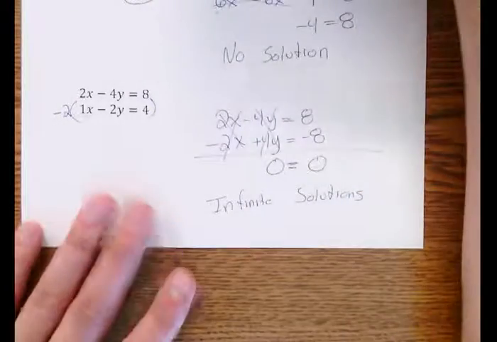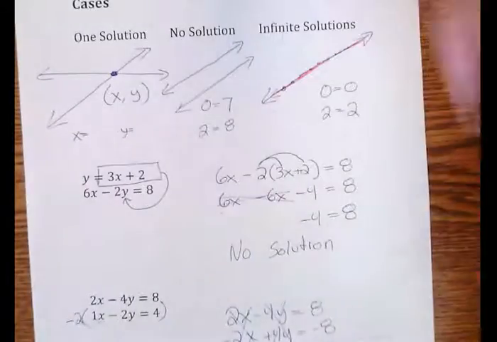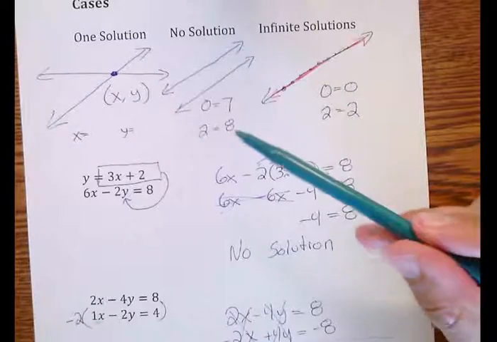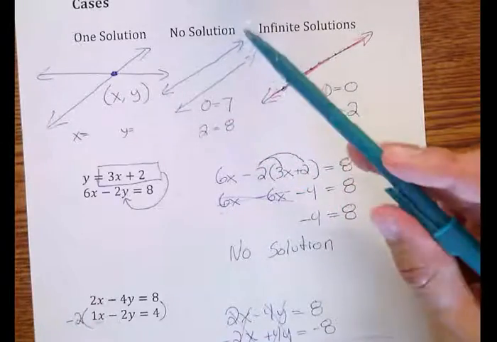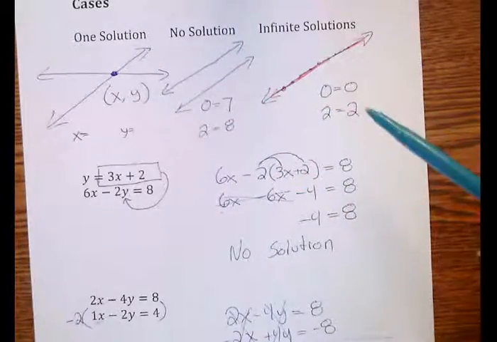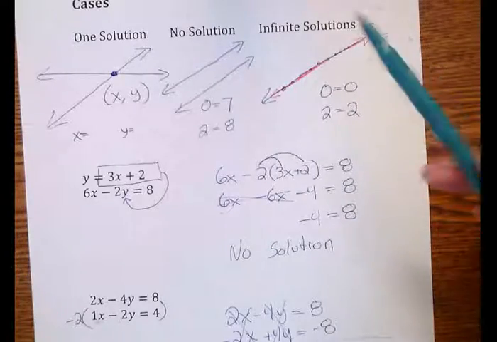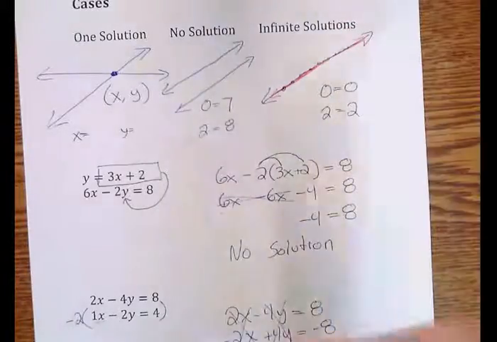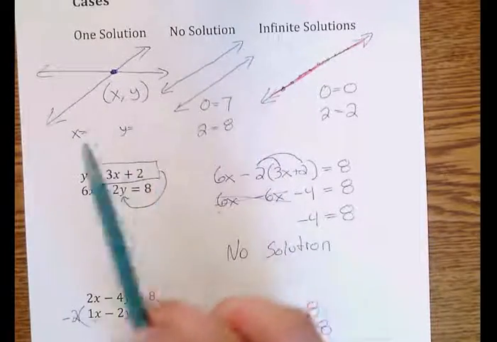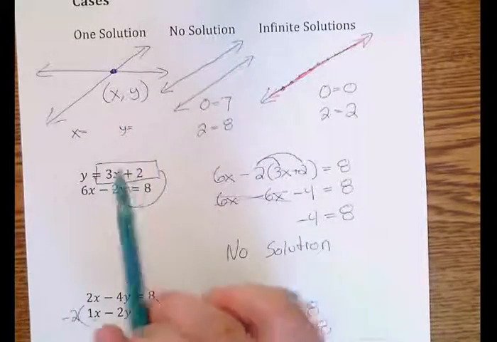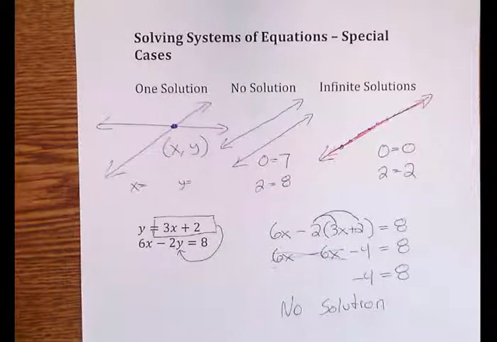So again, a quick review. Whenever all your variables go away, if you have two numbers that are not equal, it's no solution. When you have two numbers that are equal, it's infinite solutions. If your x or y stays around, that means you could solve it for x or y, so go ahead and do that as well. And that was solving systems of equations, special cases.